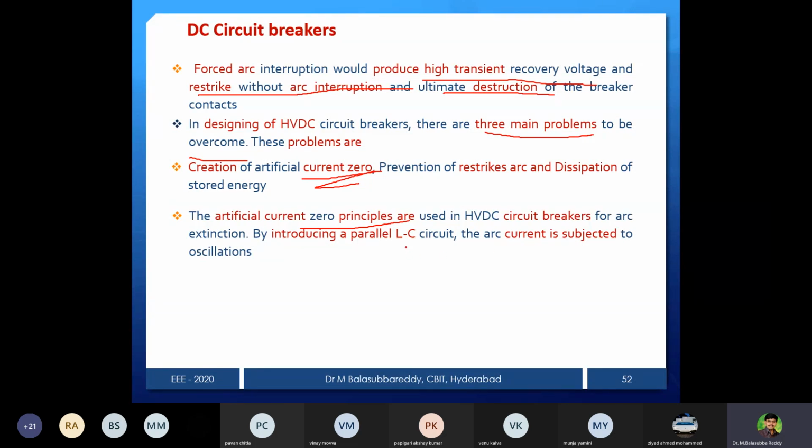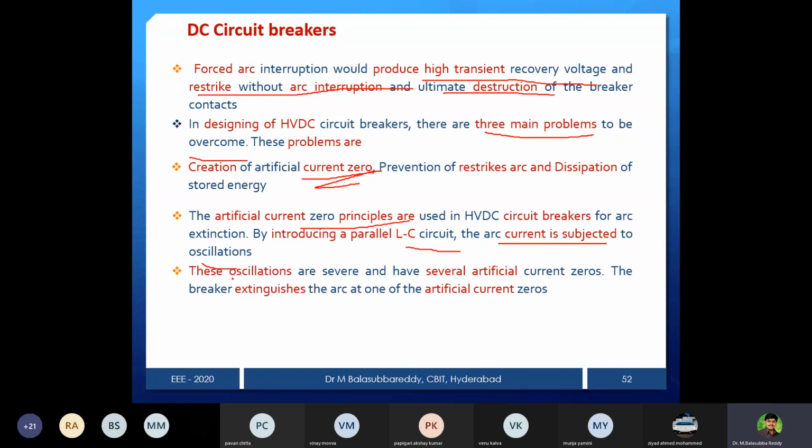For that we use an LC circuit. The current is adjusted to the oscillations. So when an LC circuit is used, you can make the current oscillate. While it is oscillating, the current goes from maximum to minimum, decreases to 0, then builds up in the negative and reaches negative maximum, and again reaches 0. These instants will happen. At any particular instant you can turn off, or you can say that the circuit breaker has to be operated.